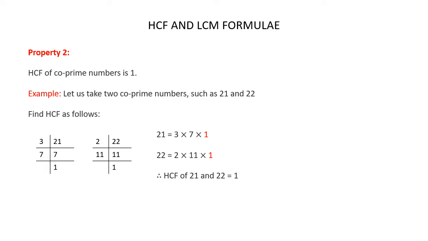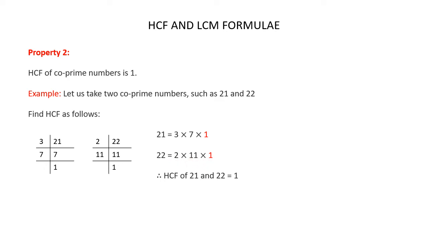To find the prime factors of 21, divide 21 by 3, you will get 7. Divide 7 by 7, you will get 1. So 21 can be written as the product of its prime factors. So 21 is equal to 3 multiplied by 7 multiplied by 1. Now to get the prime factors of 22, first divide 22 by 2, you will get 11. Divide 11 by 11, you will get 1. Now 22 can be written as the product of its prime factors. So 22 is equal to 2 multiplied by 11 multiplied by 1.